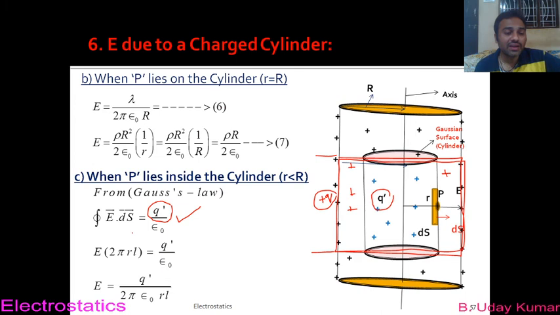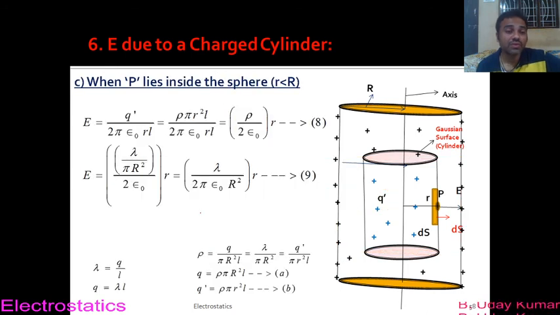You know that integral E dot ds becomes E times 2 pi r L. We already have done it. Substitute that and send 2 pi r L to the right hand side. If you do so, you get E is equal to q dash by 2 pi epsilon 0 r L. So now this is electric field intensity in terms of q dash. Now you have to convert this electric field intensity in terms of lambda and rho. To write this E in terms of rho and lambda, you already know these formulas: rho is q by pi capital R square L, and lambda is q by L, right?